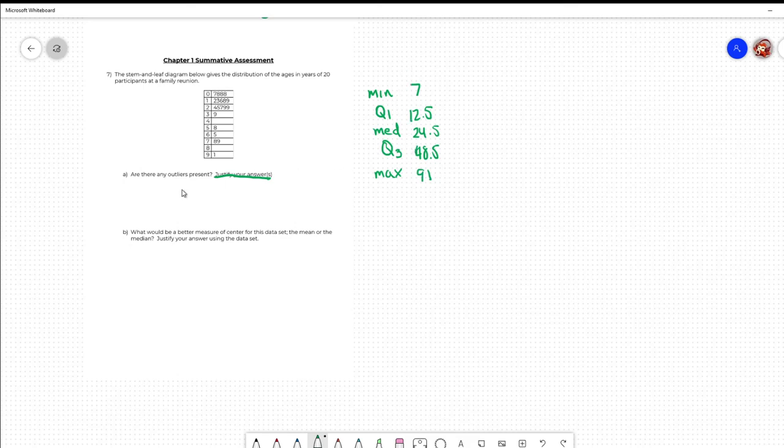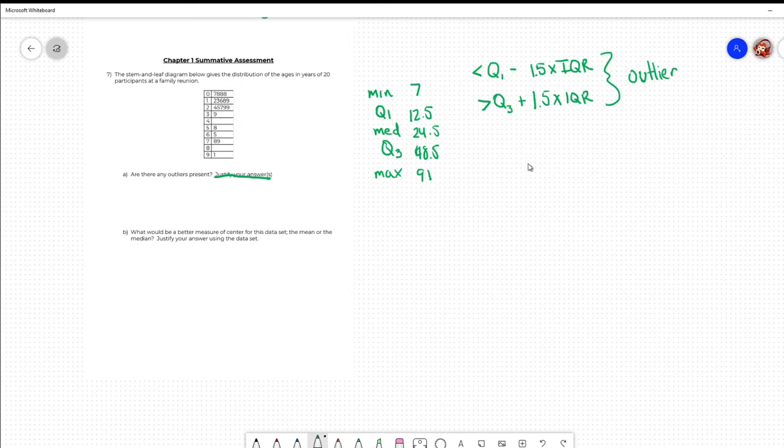So I have to talk about, are there any outliers present? Remember, that's going to be using that 1.5 times IQR, and we're going to either add that to Q3 to get our upper boundary, or we're going to take Q1 and subtract it from that boundary. And if any values go beyond those two extremes, that's an outlier. So if we're less than this or greater than this, then we got an outlier.